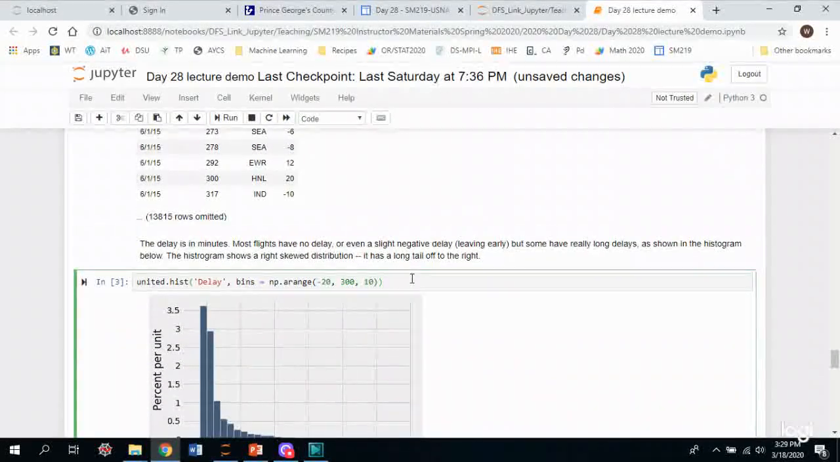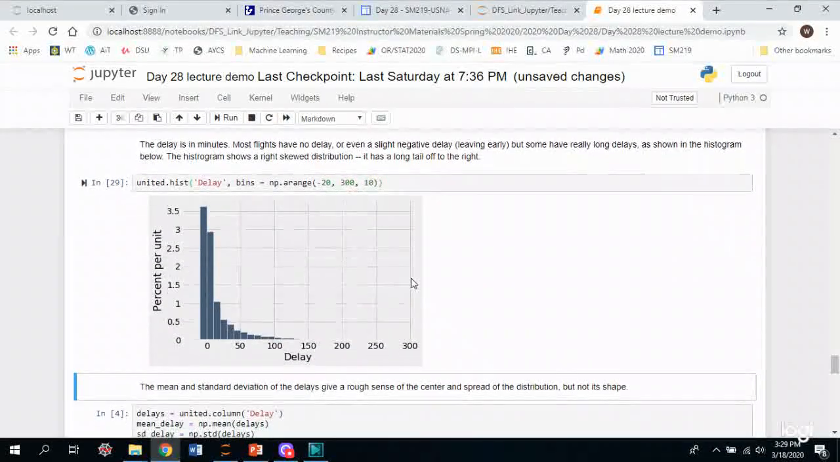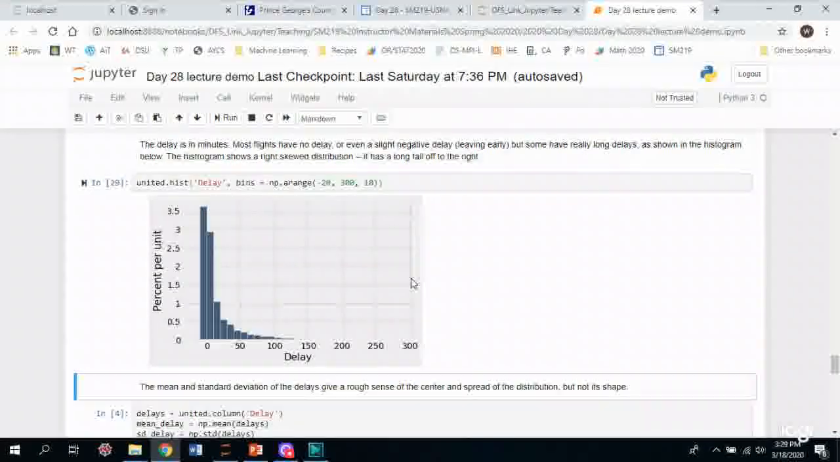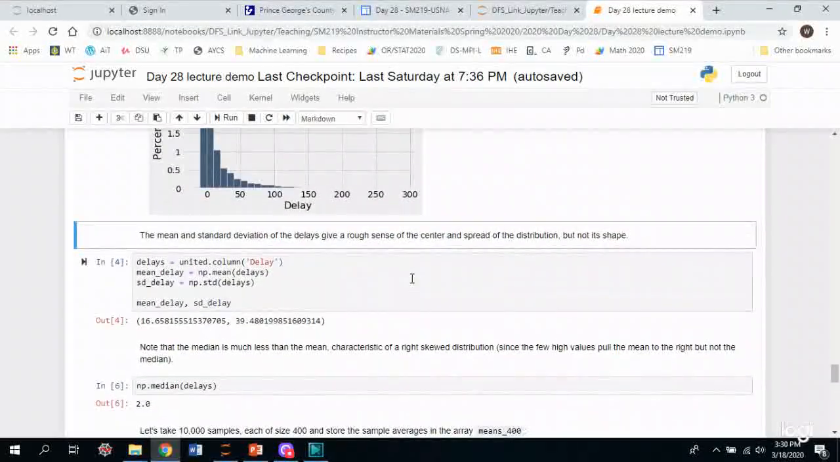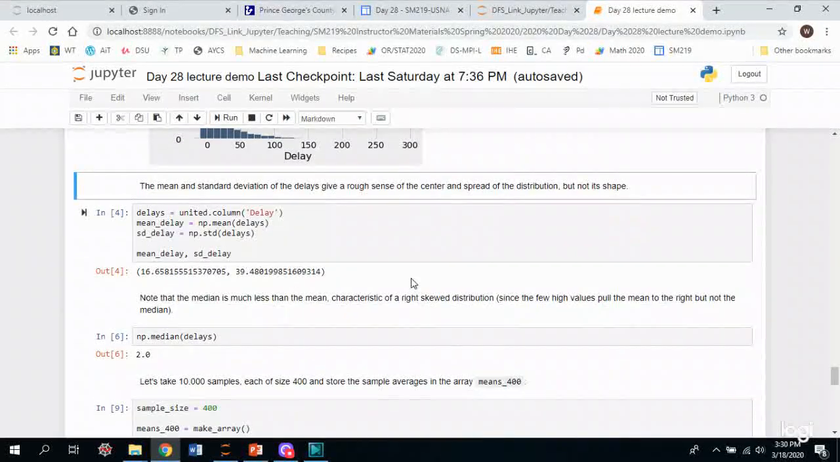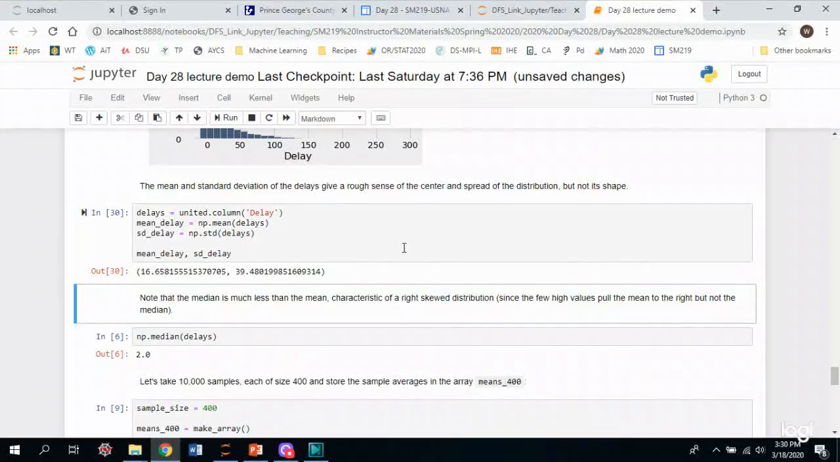Let's try to graph the histogram. You can see that the histogram has a huge tail that goes all the way to the right. Most of the observations are actually negative for the delay, but some of them are very, very large. The mean and standard deviation of the delays give a rough sense of the center and spread of the distribution, but not its shape. The mean delay is just a bit over 16 minutes, and the standard deviation of the delays is about 39 minutes.